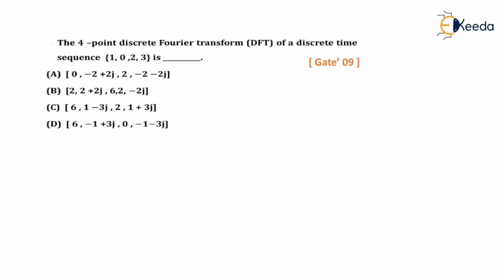So what we have here: the 4-point discrete Fourier transform of a discrete time sequence 1, 0, 2, 3 is... It's a very straightforward question. What they have provided you is x of n. What they want is the DFT. So what they have given is x of n, which is 1, 0, 2, 3, and what they want is x of k.